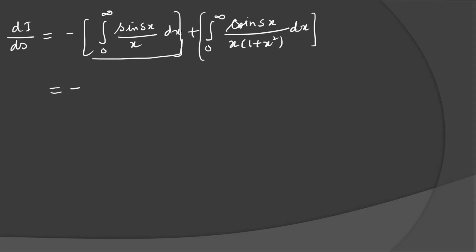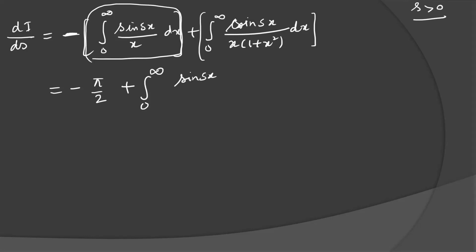I told you in the Laplace transformation, this is equal to pi by 2. 0 to infinity sine sx over x, when s is greater than 0, as s is greater than 0, this value is pi by 2. Minus sign is again coming in the calculation, so it will be minus pi by 2 plus 0 to infinity sine sx over x into 1 plus x square dx. This is your dI by ds. Call it equation number 2.